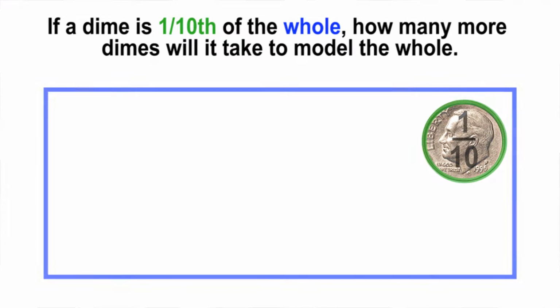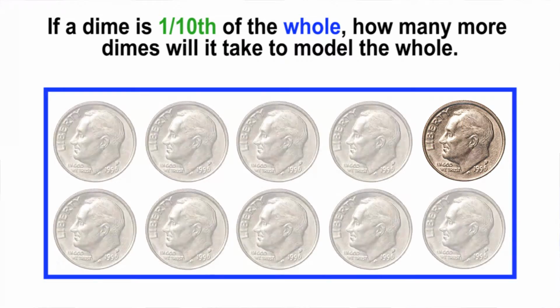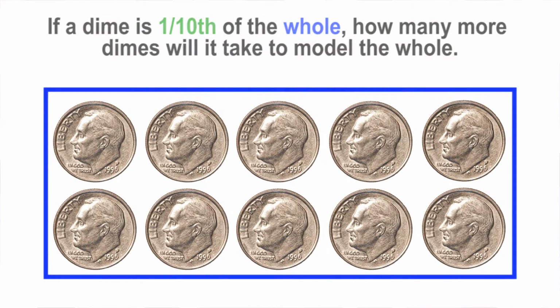Now let's take a dime. If a dime is 1/10 of the whole, how many more dimes would it take to model the whole? Just like in the first example, the denominator tells us the amount of equal parts, which is 10, so we need 9 more dimes for a total of 10.